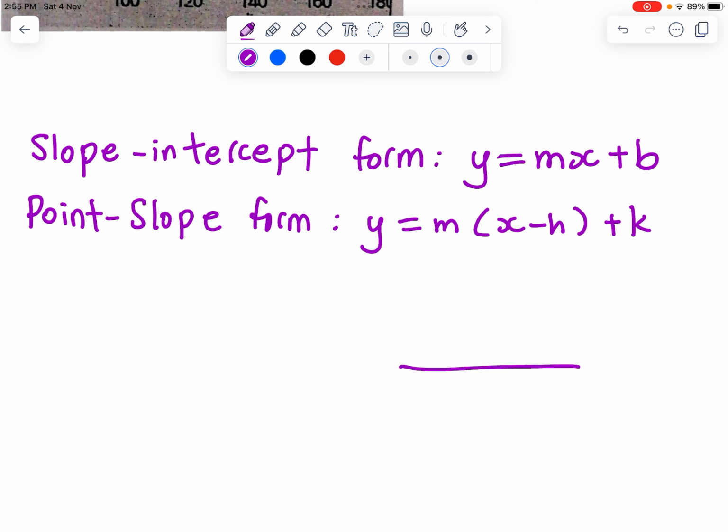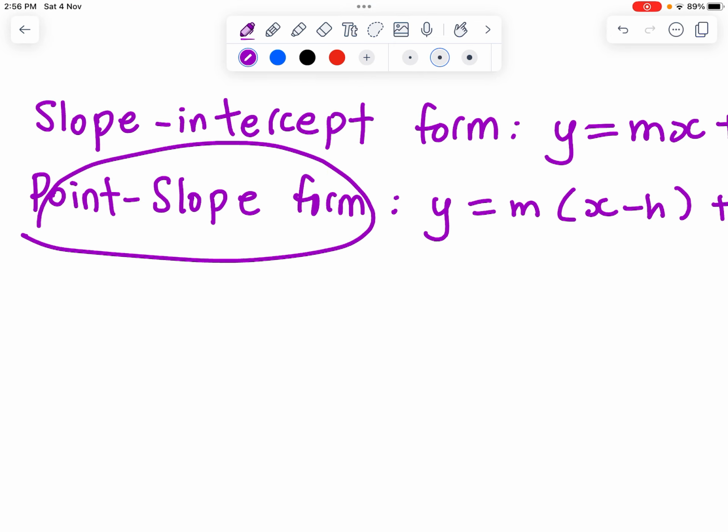Now I know there's no vertex in a linear function, it's just a straight line. So the point h comma k is any random point on the line, which is very, very useful when you have graphs that don't clearly show the slope, but you can clearly see a point, and then you can solve for the slope from there, which we will work on later.